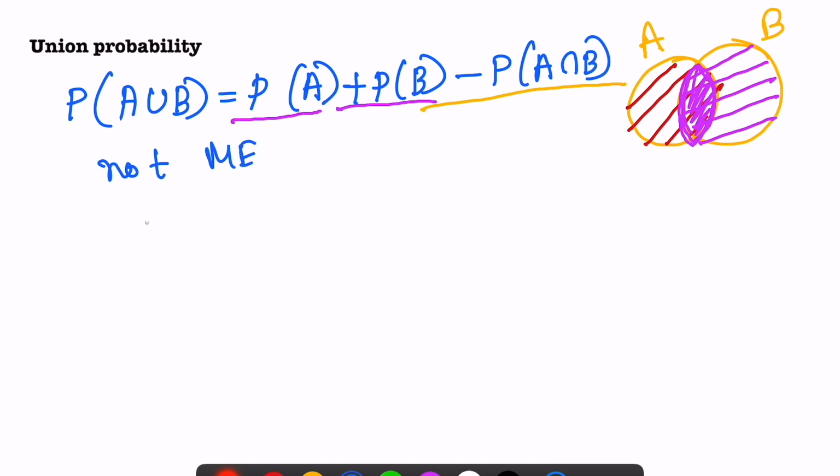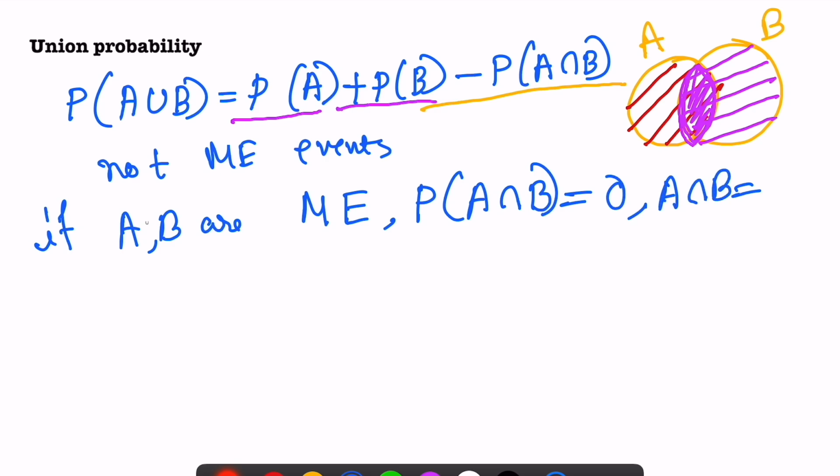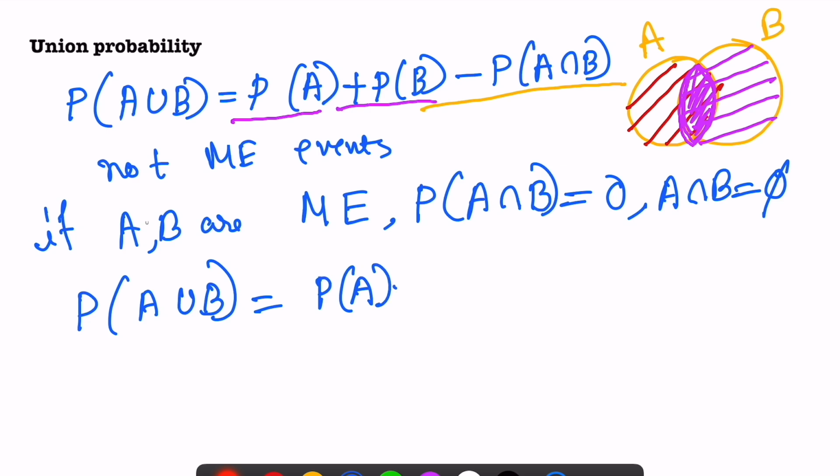for not mutually exclusive events. But if A and B are mutually exclusive, then you have seen probability of A intersection B is 0, because A intersection B is an empty set. So in that case, if A and B are mutually exclusive, probability of A union B will be probability of A plus probability of B, because this part is 0.